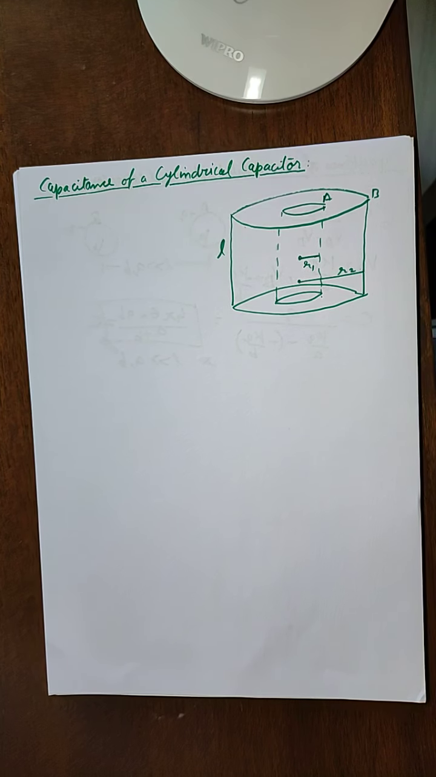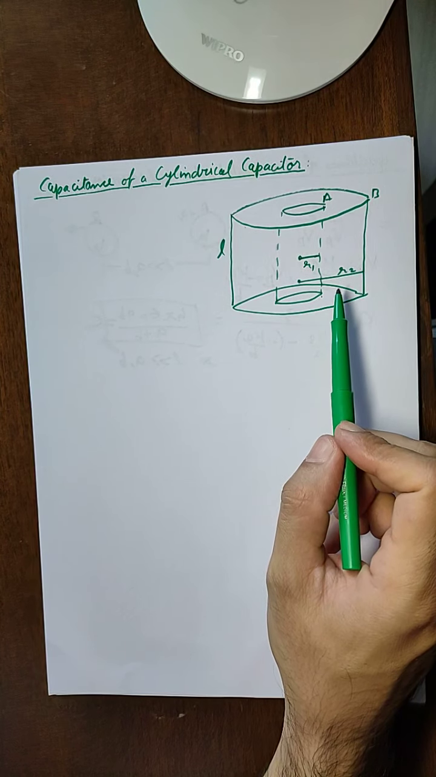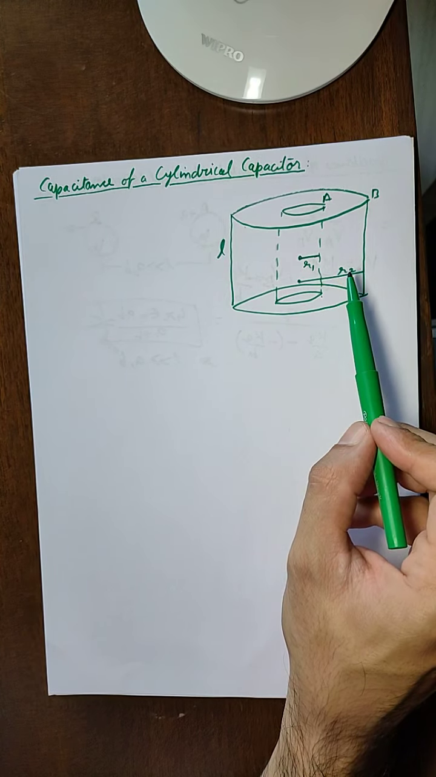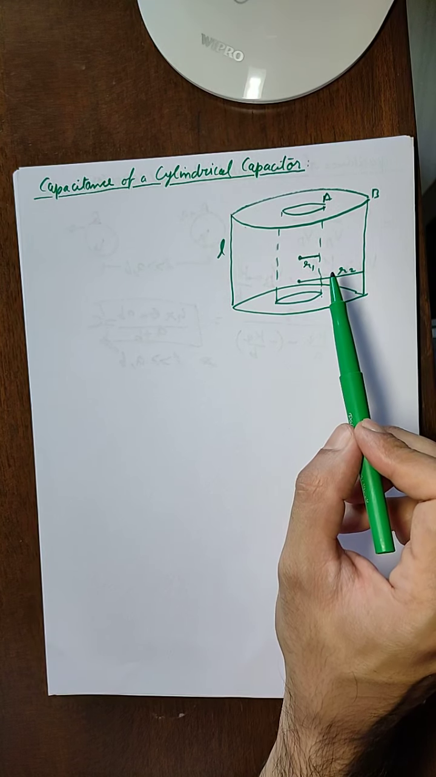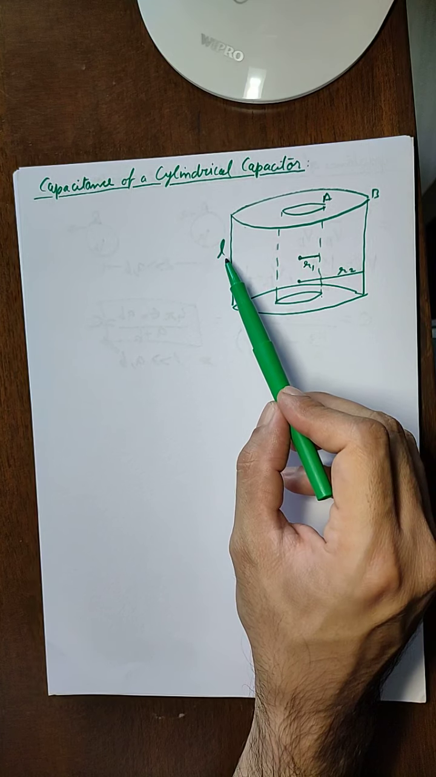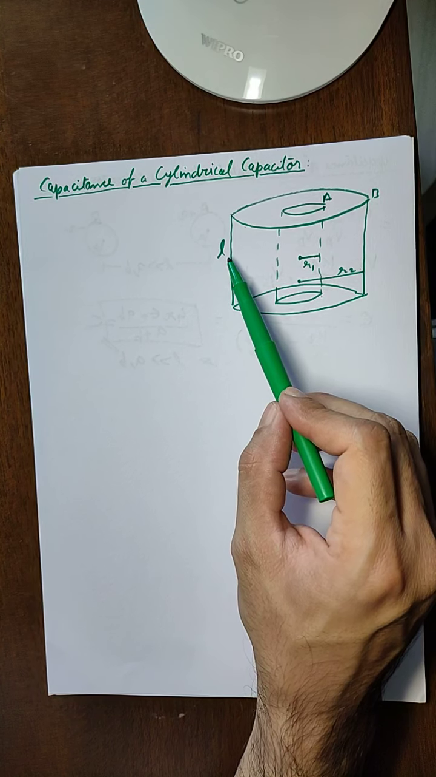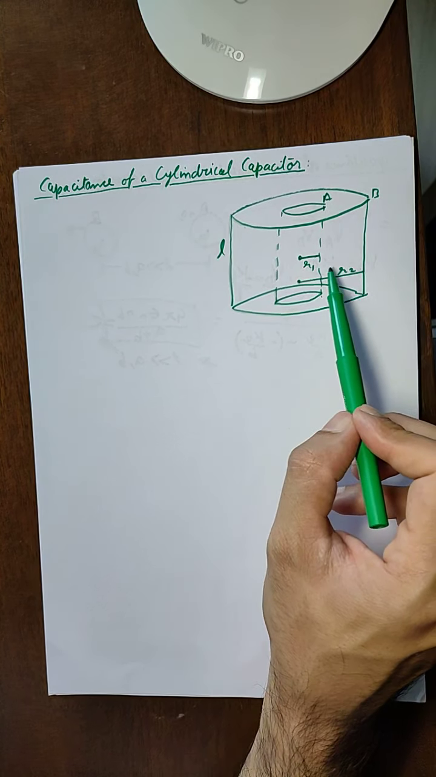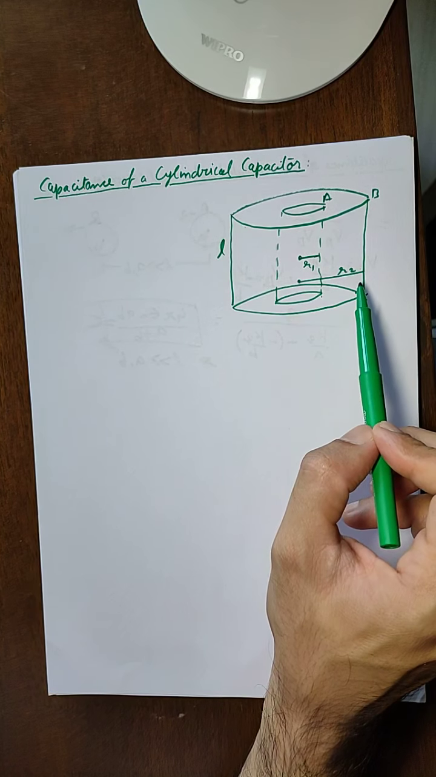In this video, we will study the capacitance of a cylindrical capacitor. Just like in the case of the spherical capacitor, where we had two concentric shells, in the cylindrical capacitor we will have two concentric cylindrical shells. The important thing to note here is that the length of the cylinder is taken very large compared to the inner and outer radii of the cylinder, R1 and R2 respectively.